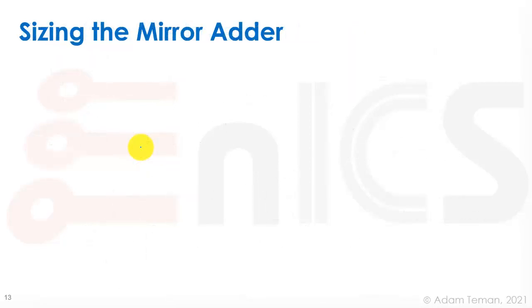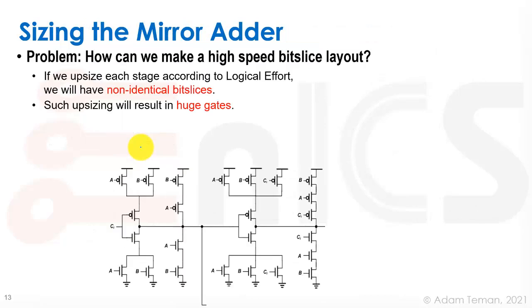Okay. However, we have a big problem. How are we going to make a high-speed bit slice layout? Using our logical effort, we're going to have to upsize each of the stages of this adder, and because they become bigger and bigger, it doesn't fit our bit slice concept, which said that each and every single one of the bits has to be made identical. And the question is, can we somehow make them identical?